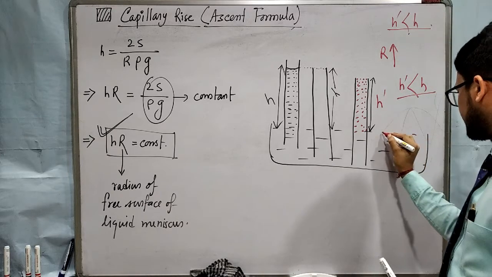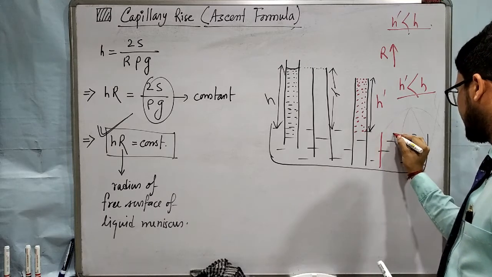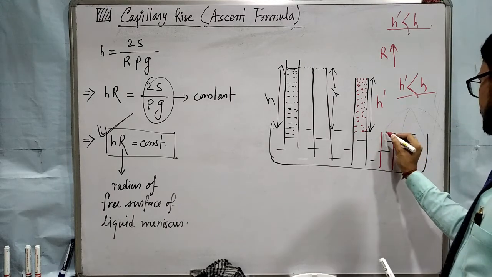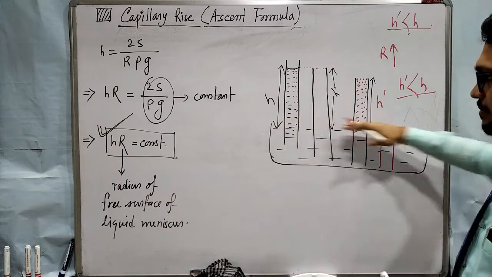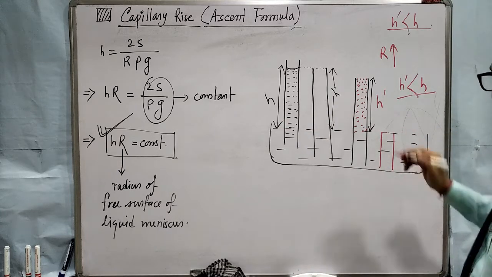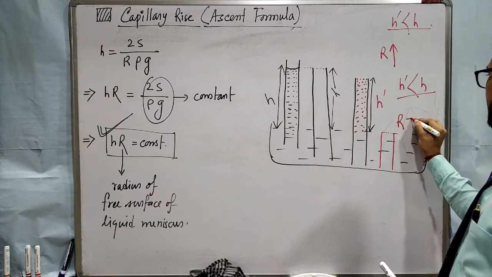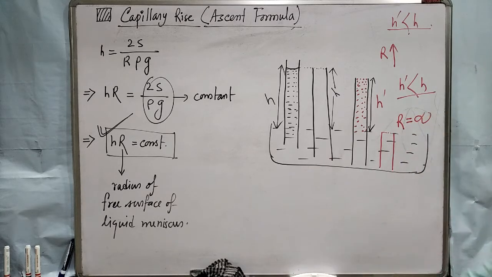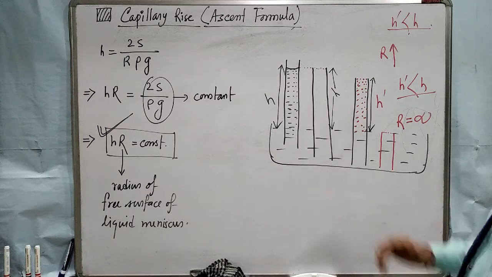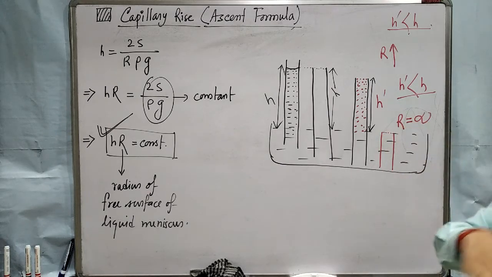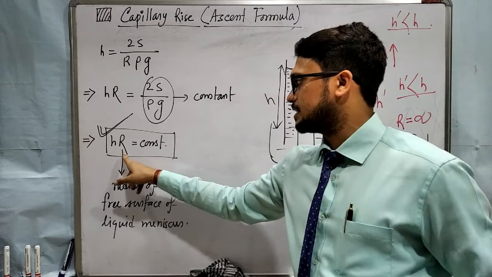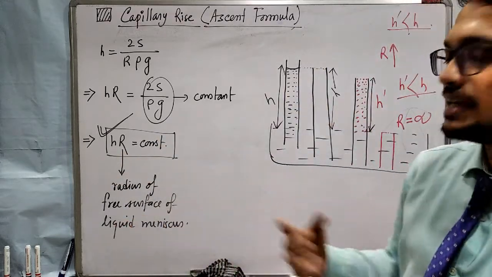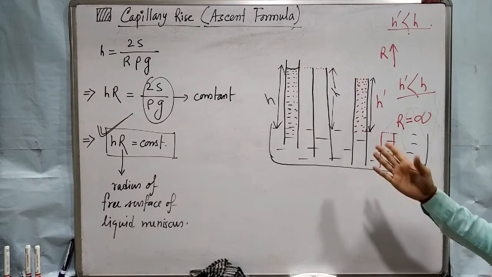And when we dip the capillary completely inside the water, the water will go up to this level, which is basically the free level of the water. So in this case R will be infinity. You will not get any kind of curvature, any kind of curve. Here H will be 0. H is 0 means R equal to constant by 0, and something by 0 means infinity. Clear?